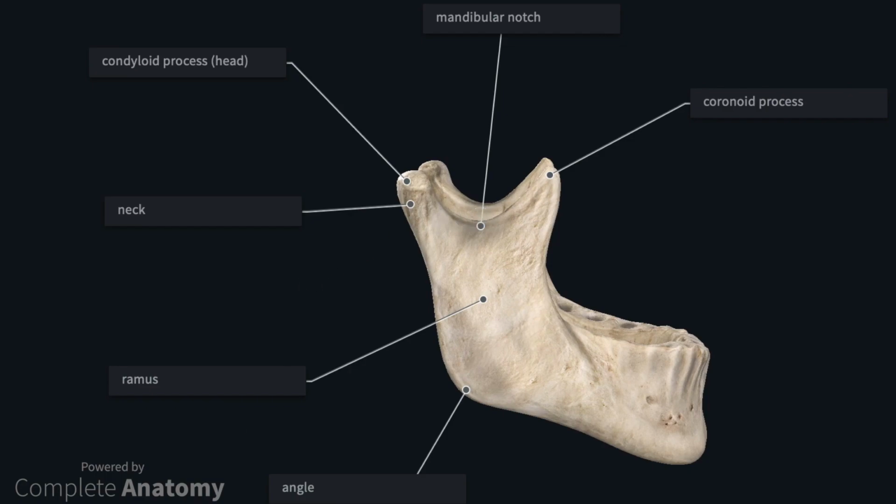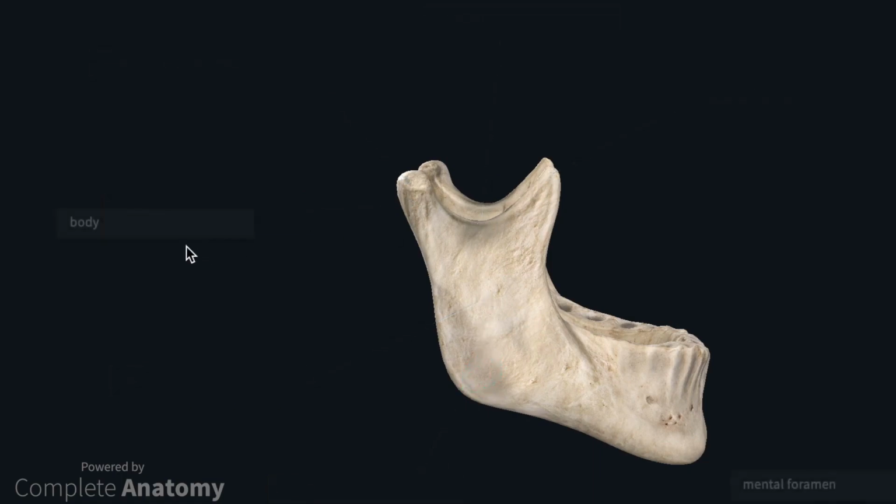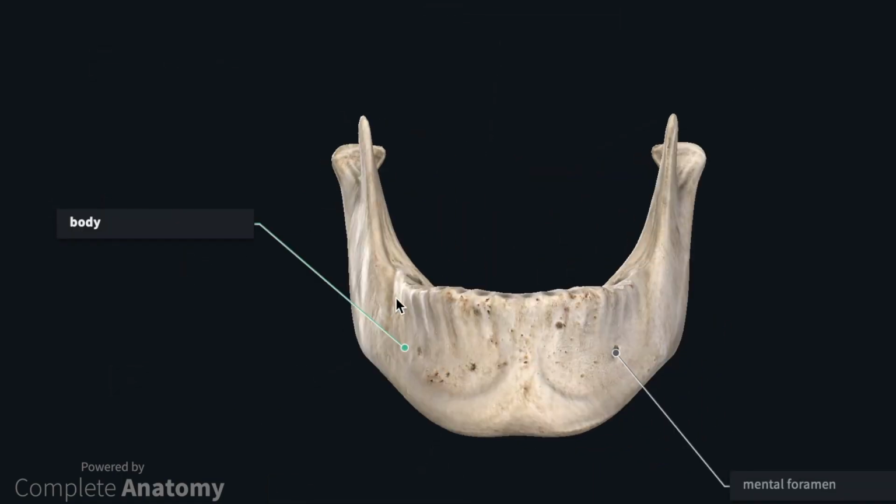The mandible has two superior processes, the condyloid process and the coronoid process, and between we have the mandibular notch. Moving inferiorly, we have the neck, the ramus, and the angle. Anteriorly, the body is located here, just lateral to the mental foramina, which we can see here and here.